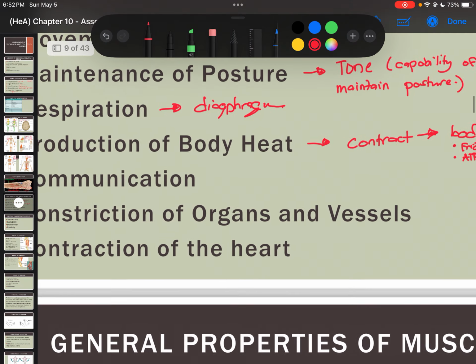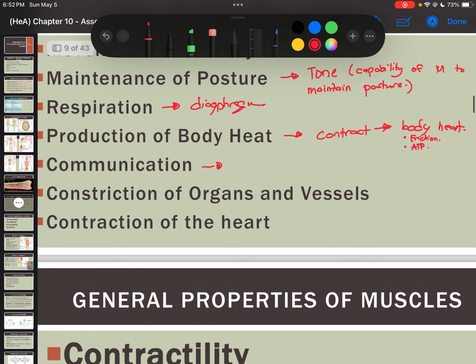Communication is also a function of the muscular system. Our muscles allow us to, and it is not limited to, speak. We can talk because our throat muscles, our vocal cords, allow us to speak. Aside from that, it allows us to write, to gesture, and even provides us with our facial expressions.